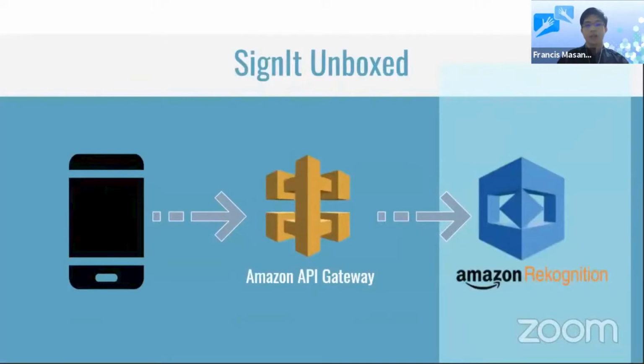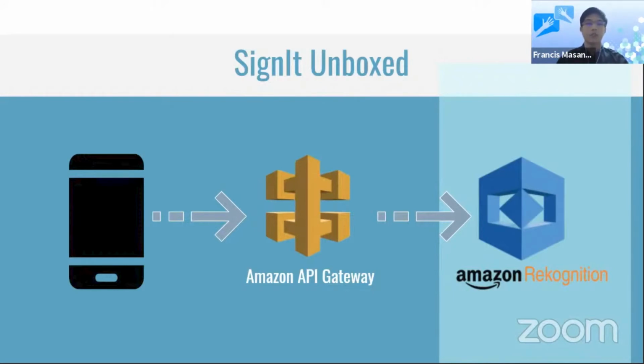Over here, we have a diagram of how everything is happening behind the scenes. So we have the user's phone, which captures an image. We expect it to be an ASL hand sign. And then that image is processed and sent to API Gateway, which is an AWS service for how edge devices like a phone can talk with other AWS provided services like Amazon Rekognition.